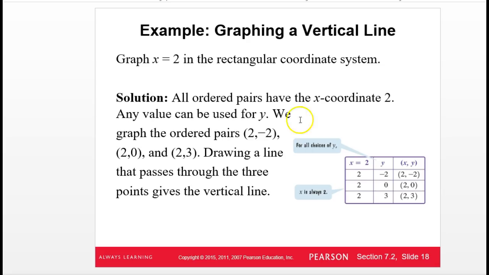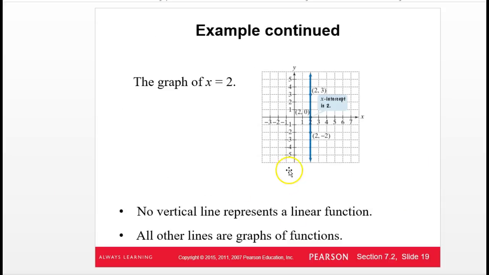Alright, then if I have a vertical line, x equals 2, that means every x coordinate is 2, and the y coordinates can change. But if every x coordinate is 2, then all those points are going to stack up vertically. Alright, so we get a vertical line. So no, a vertical line is not what we call a linear function.